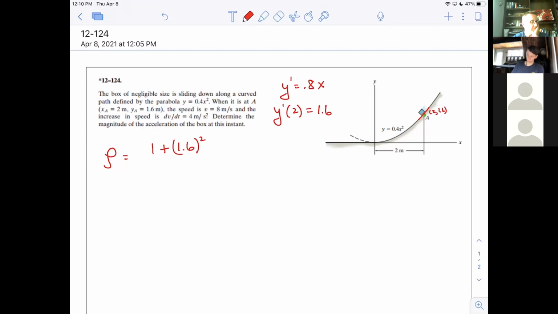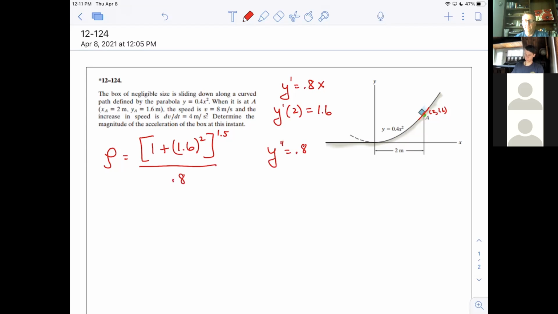This is the formula. I'm hoping you're looking at your formula sheet, so you're getting used to looking at it. 1 plus the derivative squared, all of that raised to the 1.5 power, all divided by the second derivative, not squared or anything, just the second derivative. And you might notice on your note sheet it says absolute value, which means no matter what the sign is, make it positive. So what's the second derivative? The first derivative is 0.8x. The second derivative, also according to the power rule, is just 0.8. So it's a constant. I don't even have to plug anything in. It's just 0.8.